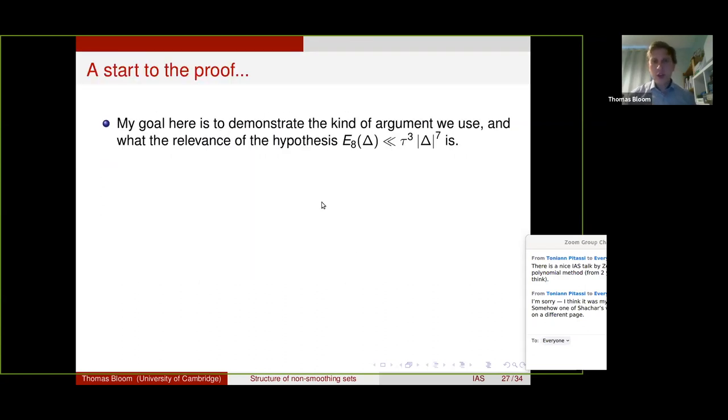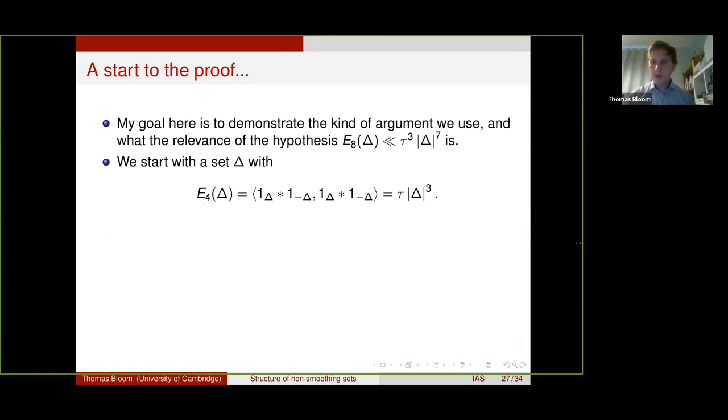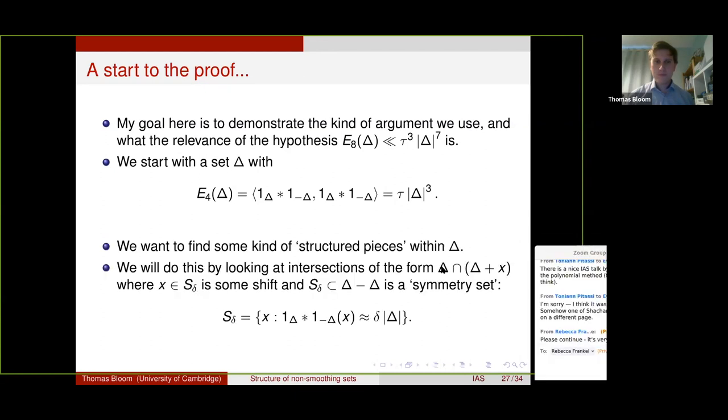So my goal here is just to show the kind of steps that we use in the proof, and how the actual non-smoothing hypothesis of E8 and the upper bound on E8 is actually used. So we start with a set where we know what E4 of delta is. It's tau times delta cubed. And we want to find some kind of structured pieces within delta. Our structured pieces are going to be of the form delta intersect delta plus x. That's a very standard way to find a structured subset of delta with some kind of additive structure.